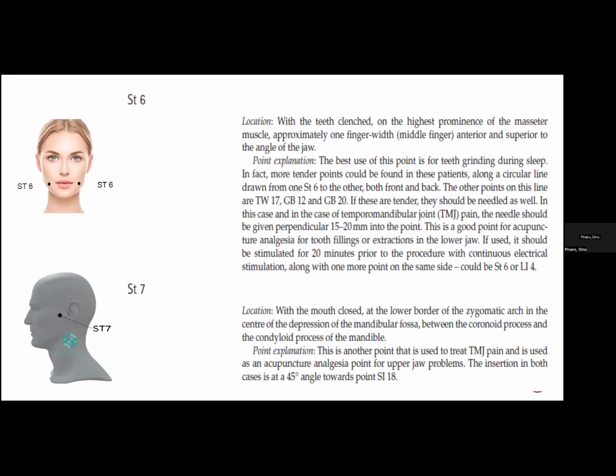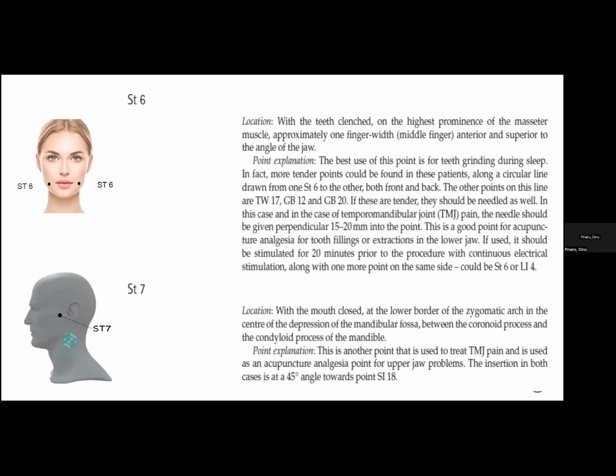In this case, and in the case of temporomandibular joint pain, the needle should be given perpendicular, 15 to 20 mm into the point. This is a good point for acupuncture analgesia for tooth fillings or extraction in the lower jaw. So magagamit natin ito para sa mga may problems sa tooth or before magkaroon ng treatment sa dentist. If used, it should be stimulated for 20 minutes prior to the procedure with continuous electrical stimulation along with one more point on the same side. So, pwede rin gamitan natin ng stomach 6 kasabay po ang LI4 on same side.